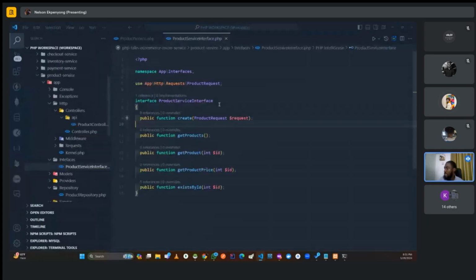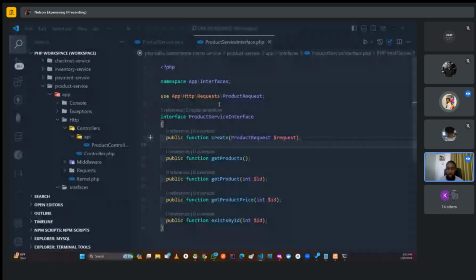Please let me know once it is legible. Once it is legible, let me know. This is okay. Legible? Yeah, great.